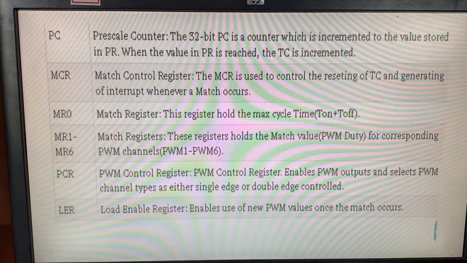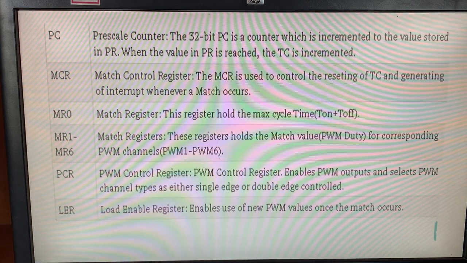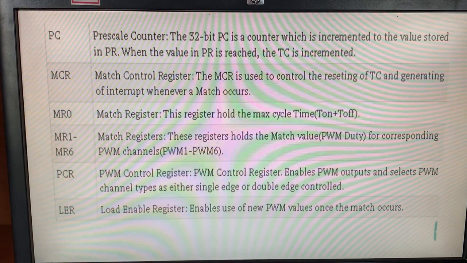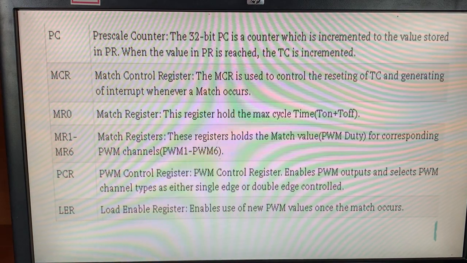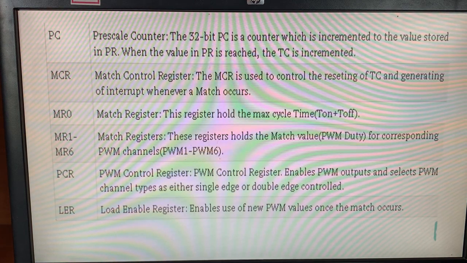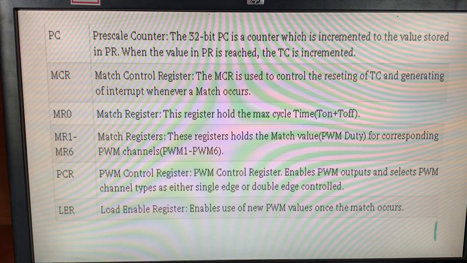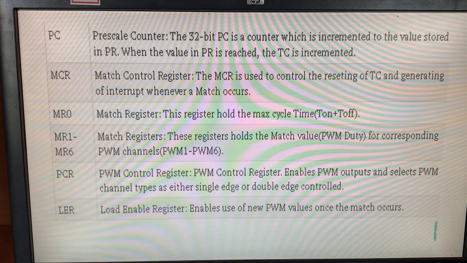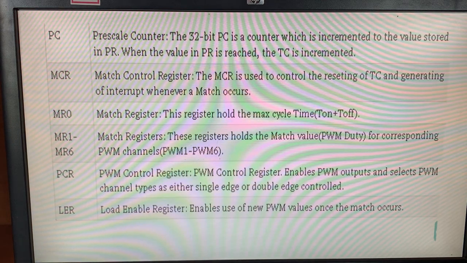Match register will hold what is the maximum cycle it has to achieve, that is decided by TR0. TR1 to TR6 is a match register. These registers hold the match value for the corresponding pulse width modulation channels. So, there will be different channels to utilize or to get the output.